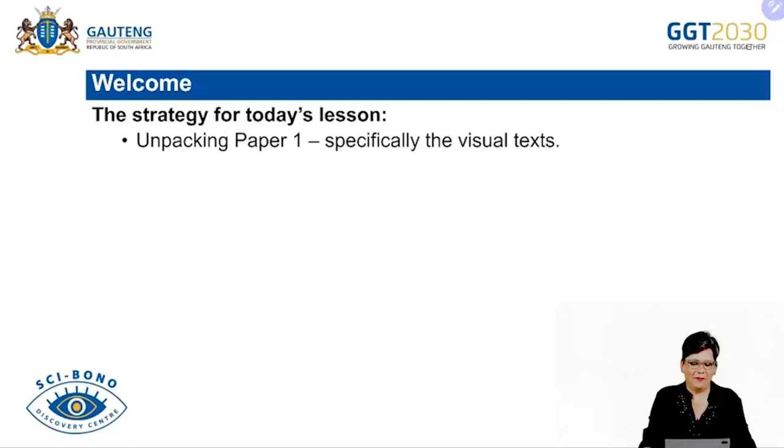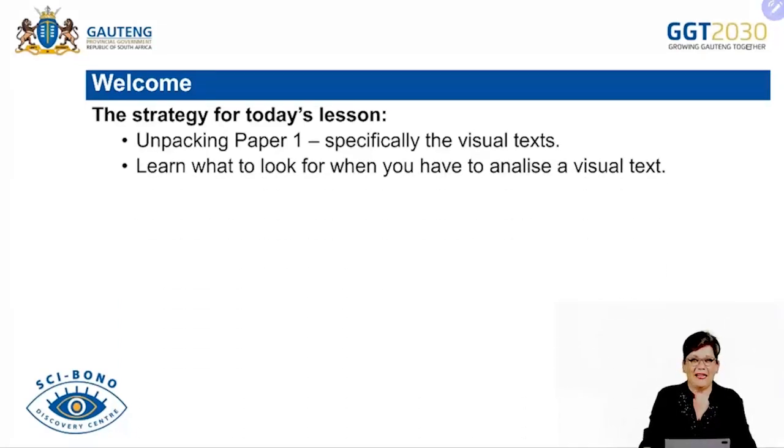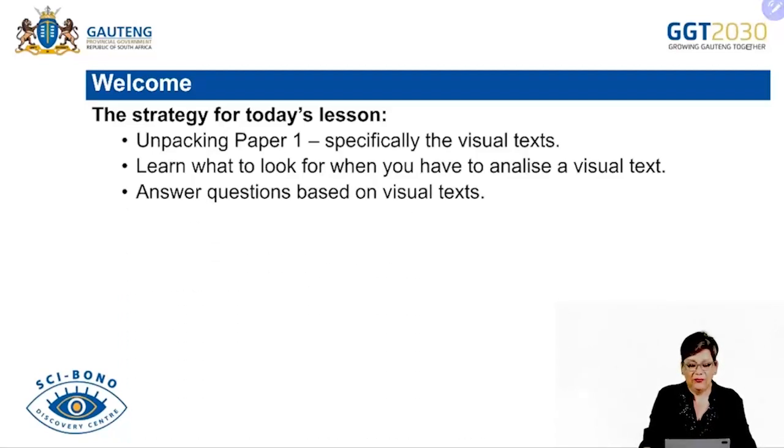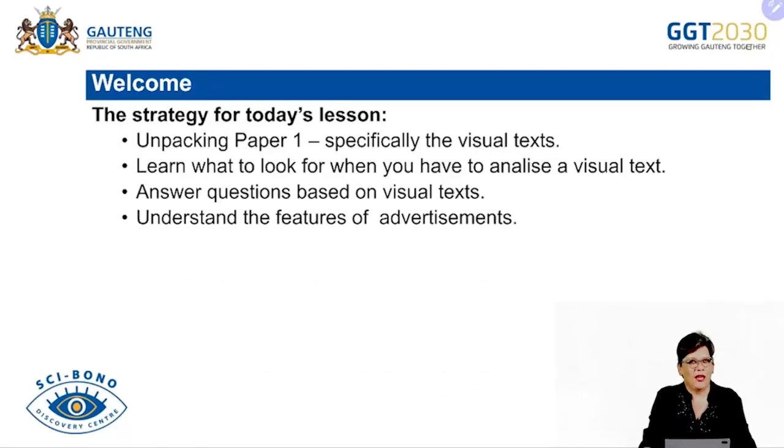We're going to unpack Paper 1, and today I'm specifically concentrating on all the visual text. So I hope you have a pen and paper nearby. You're going to need it. We will be looking at how to analyze a visual text and what to look for. We're going to answer some questions based on visual text. We will look at the advertisements, features, and of course we'll discuss questions that are often asked in relation to advertisements.